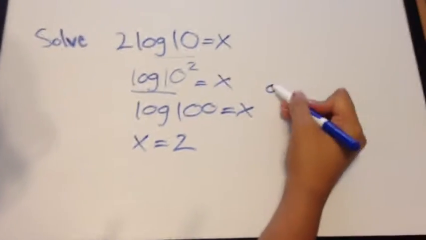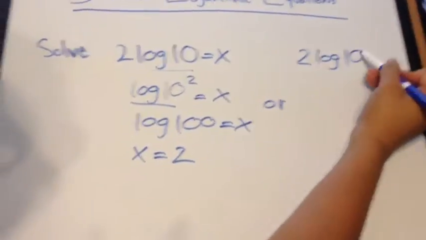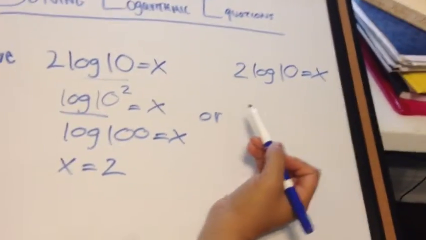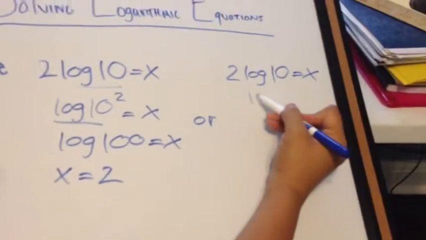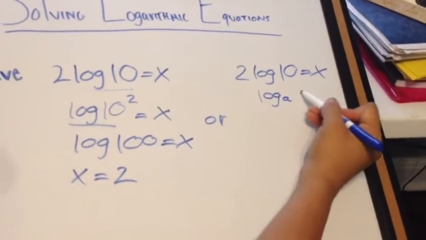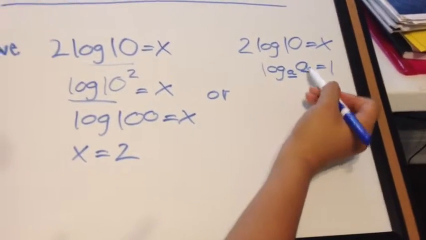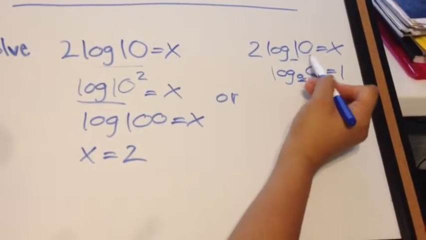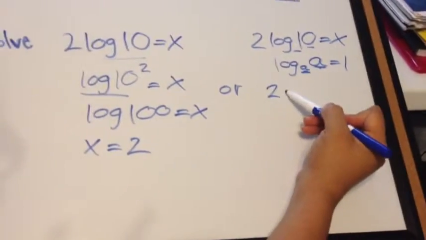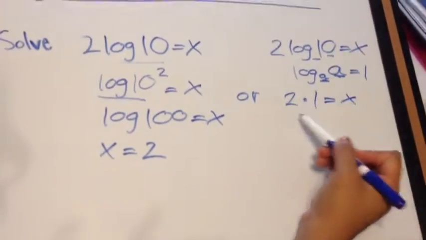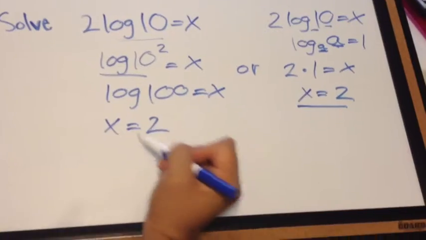Also, another way that we could do this, we have our equation 2 log base 10 of 10 equals x. And from one of the rules that we learned, if we have log base a of a, that equals 1. And so if the bases are the same, like we have that one, that would equal 1. And so it would be 2 times 1 equals x. And so 2 times 1, x equals 2. And you would have your same answer.